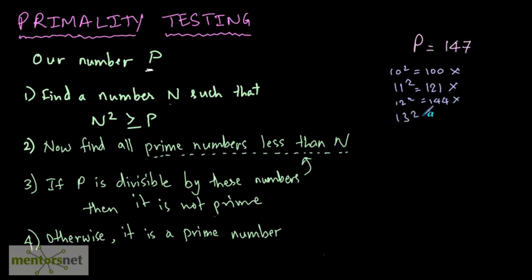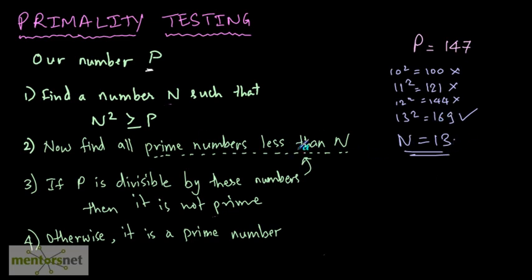And 13 square is equal to 169, which is greater than 147. So 13 is our n. So n equals 13. Now the second step says to find all prime numbers less than n. Find all prime numbers which are less than this number 13. Mind that 13 itself is a prime number.